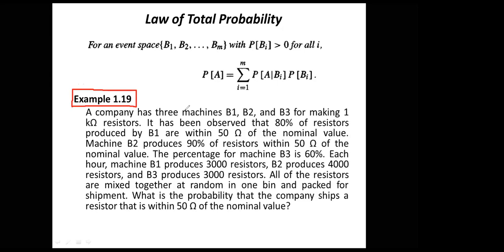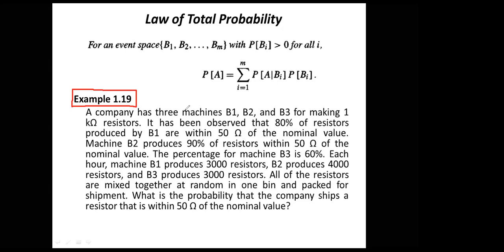What does it mean by 50 ohm within nominal value? It can be plus minus 50. So I am producing 1 kilo ohm resistor. If it is 1050 ohm or 950 ohm, I will take it, this is acceptable. But if it is more than that, they are not acceptable. They are rejected. So this is 80% for the machine B1.